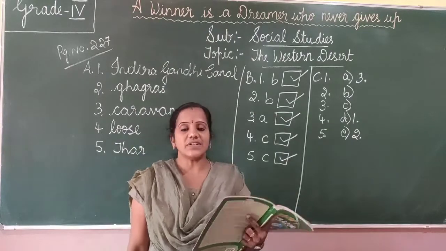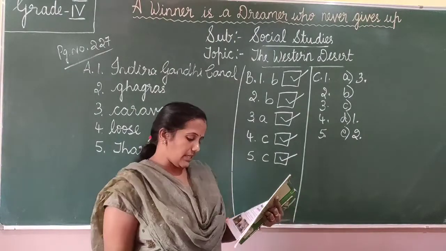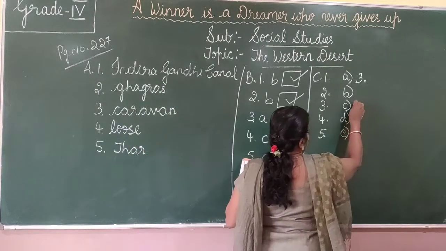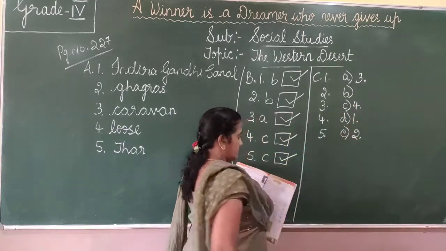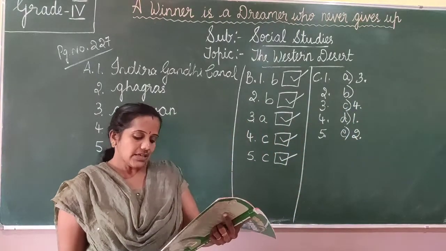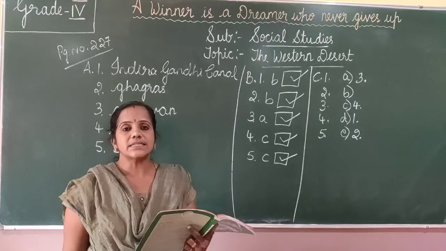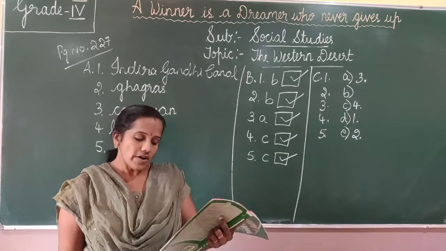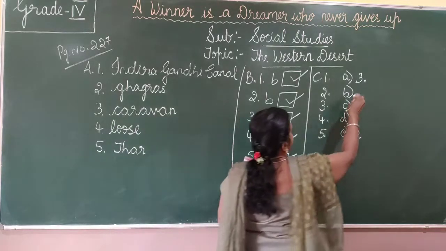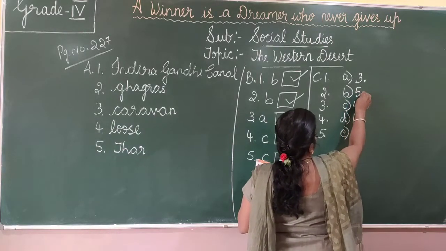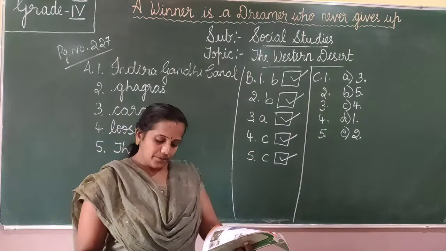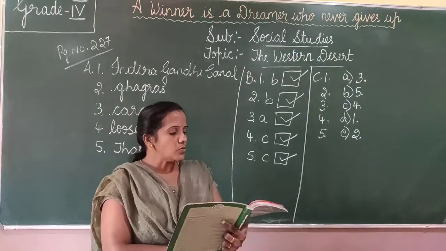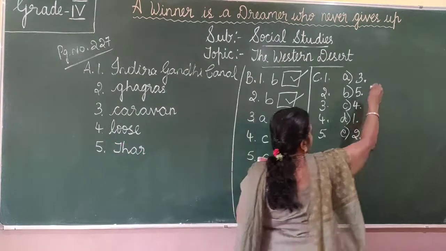Fourth one, ship of the desert. Camel. C. And fifth one, spring of water in a desert. What is the place where we find the water? We call it oasis. It is option B. Number 5. Okay, so now next move on to D.